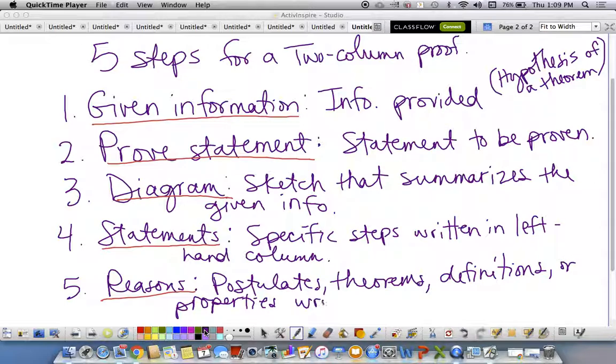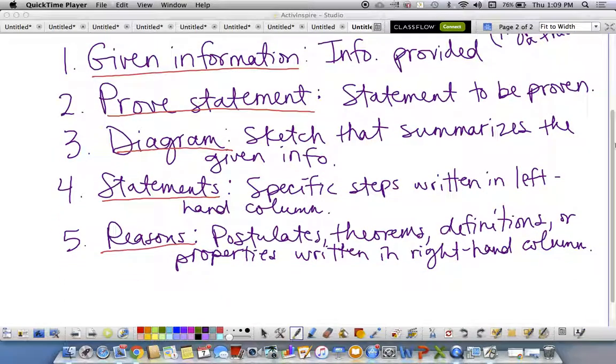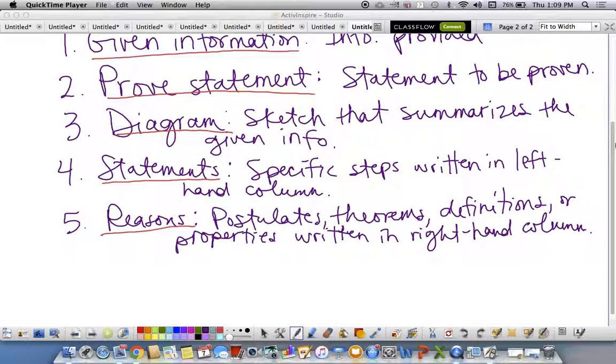Unless they're written in the right-hand column. I'll scroll up so you can see. Your justification.